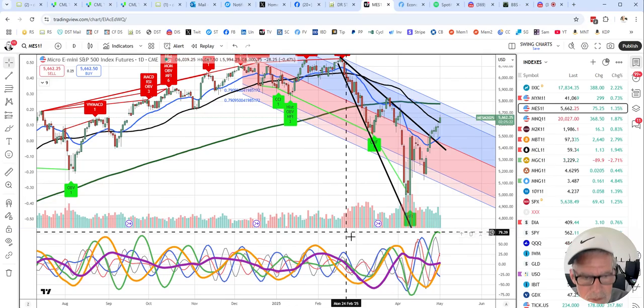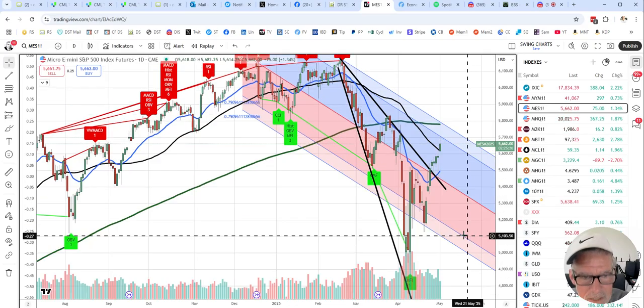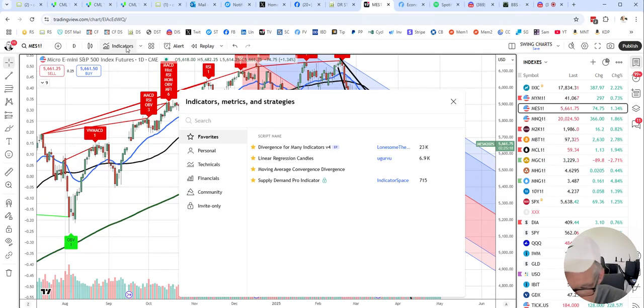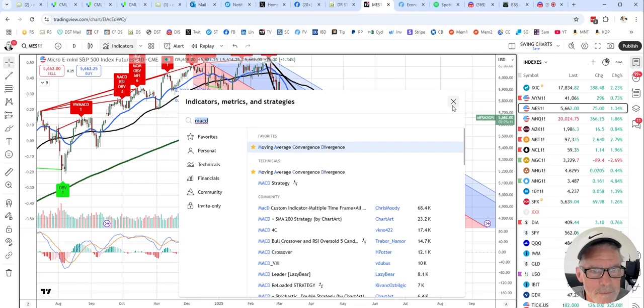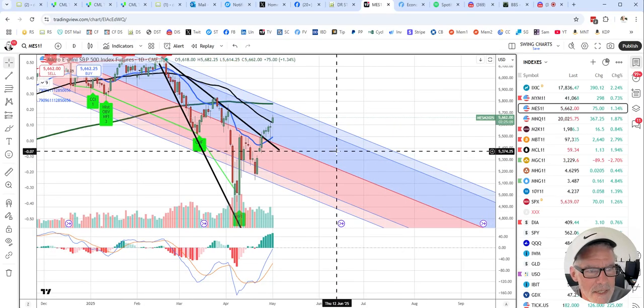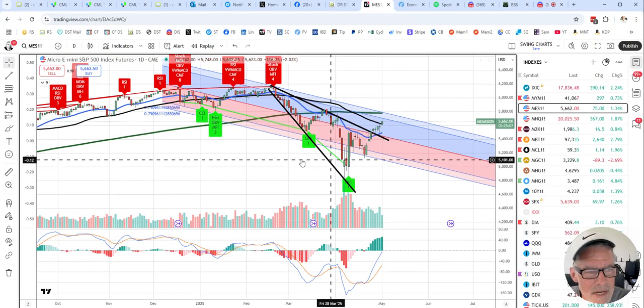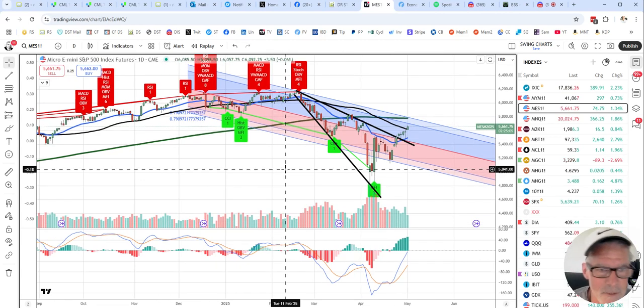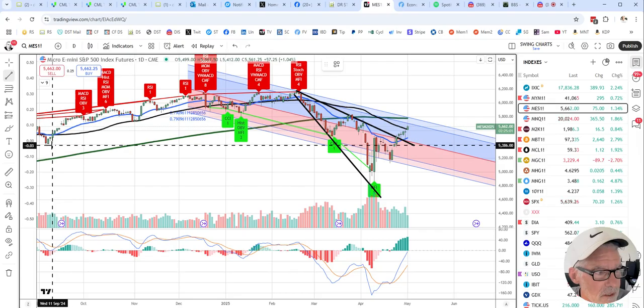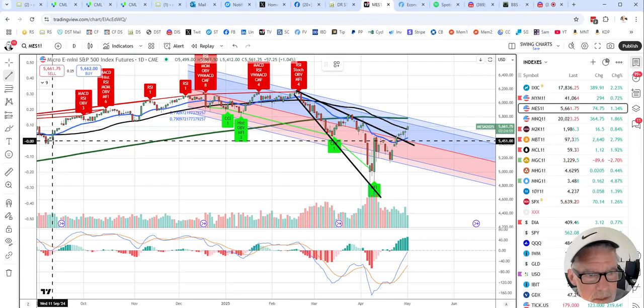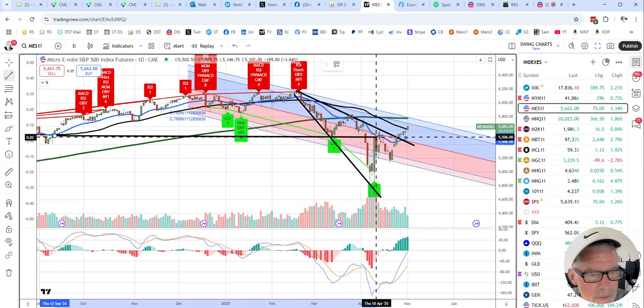Okay, so I'm going to get rid of this indicator down here. I'm going to put on the MACD, which is a very standard momentum indicator. And we can see that this is the S&P 500. So the S&P 500 has been in a major sell. Here's my zone right there.